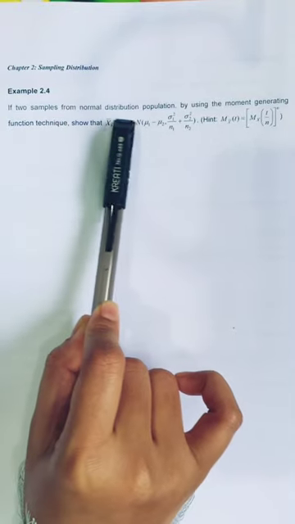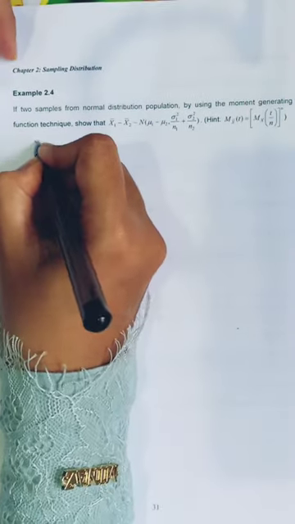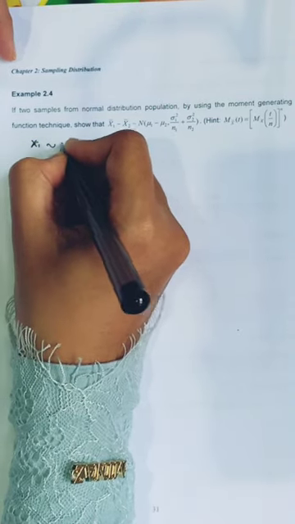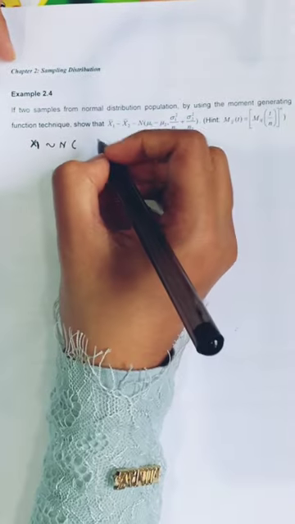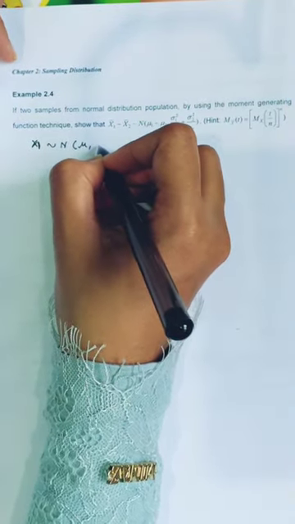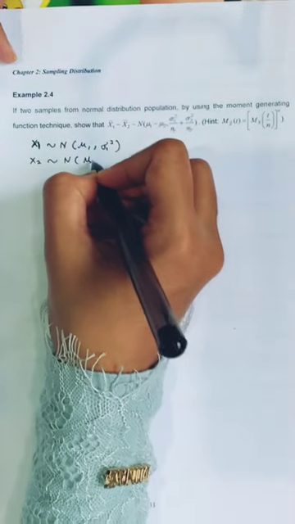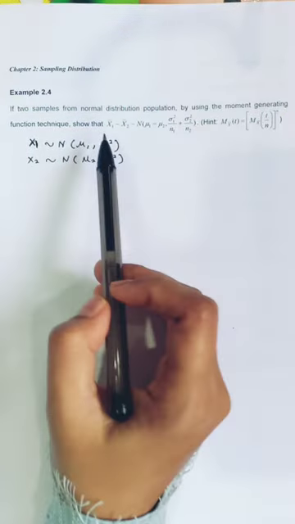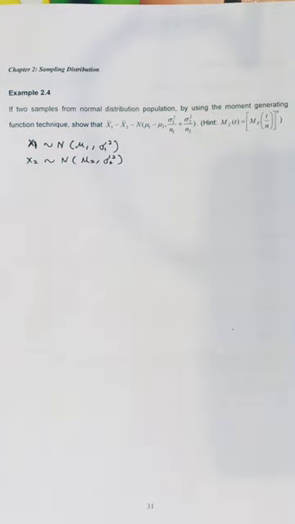It gives you the hint. Two samples from normal distribution population. So that means x1 is from normal distribution mu1, sigma 1 square, and x2 also from normal distribution mu2, sigma 2 square. Okay, so now we want to show that x bar 1 minus x bar 2 is normal distribution with the parameter here.